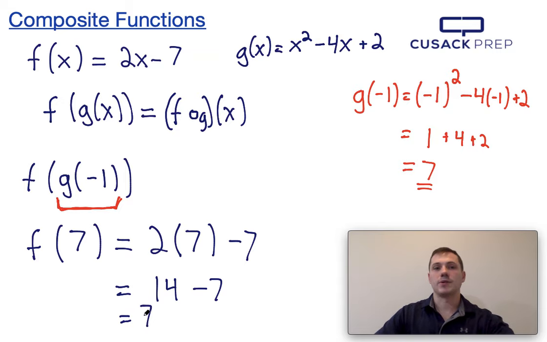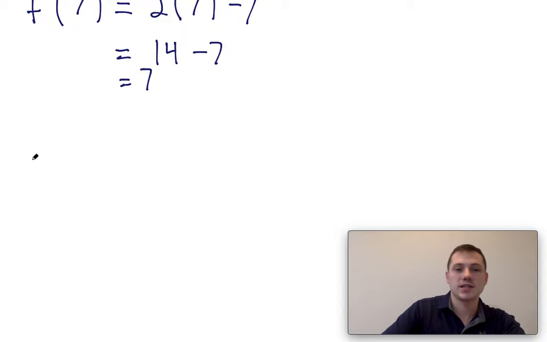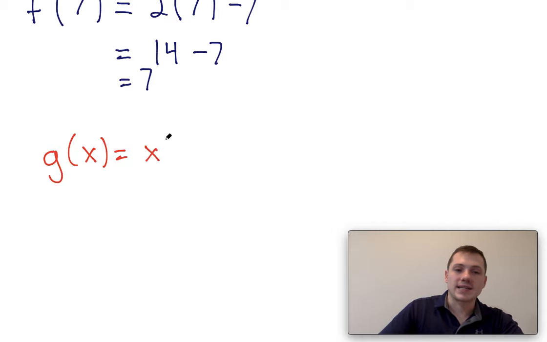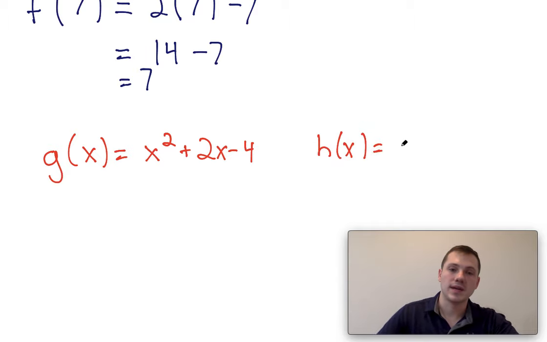Let's try another example. So I could write any number of functions. It can be h, it can be f, it can be g. So because you're so used to using f of x, we're going to mix it up. And we're going to say g of x is equal to x squared plus 2x minus 4. And we're going to say h of x is equal to x minus 7.